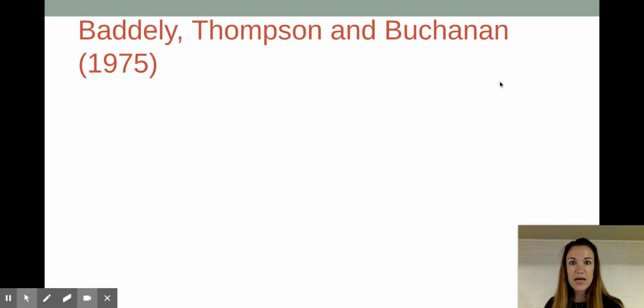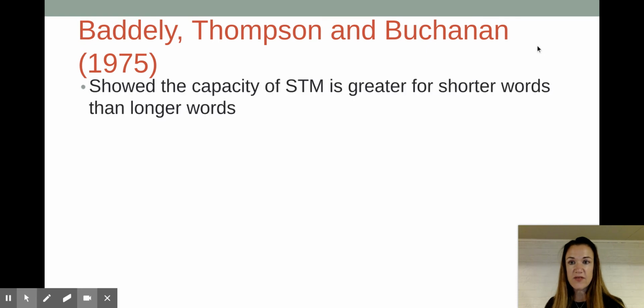Okay. Baddeley, Thompson, and Buchanan is a study that was done in 1975, and this showed that the capacity of short-term memory is greater for shorter words than longer words. So if you can remember 7 plus or minus 2 items in your short-term memory, that should be the same whether it's a super long word, like supercalifragilisticexpialidocious, or a super short word, like bat. But this experiment showed that you can remember more items if they were short words, like bat, cat, dog, than longer words.